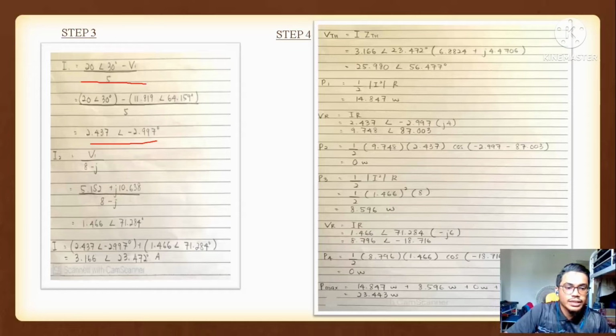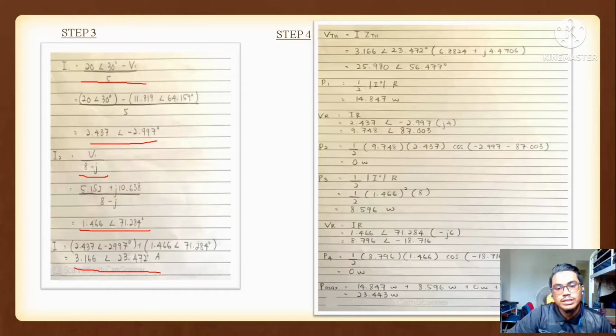Then we find the current I2 at the second part at the back. This is our formula, V1 divided by 8 minus j, and then we get 1.466 at an angle of 71.284 degrees. The total current for the whole circuit is I1 plus I2. This is our I1 and this is our I2, and we get the I total is 3.166 at an angle of 23.472 degrees, because this is our current.